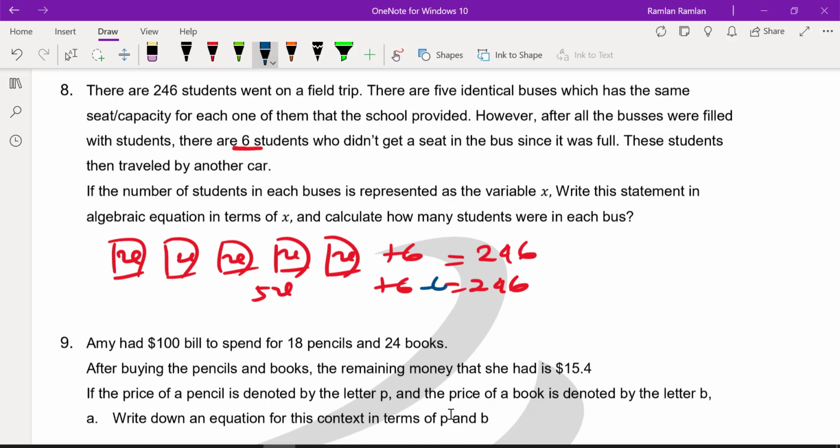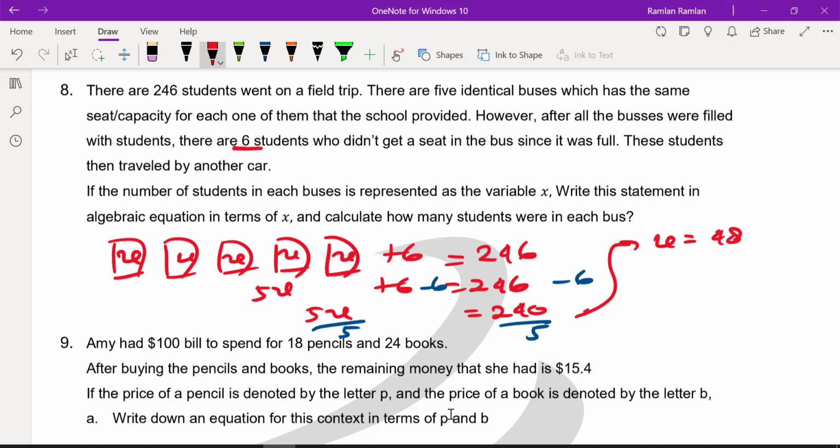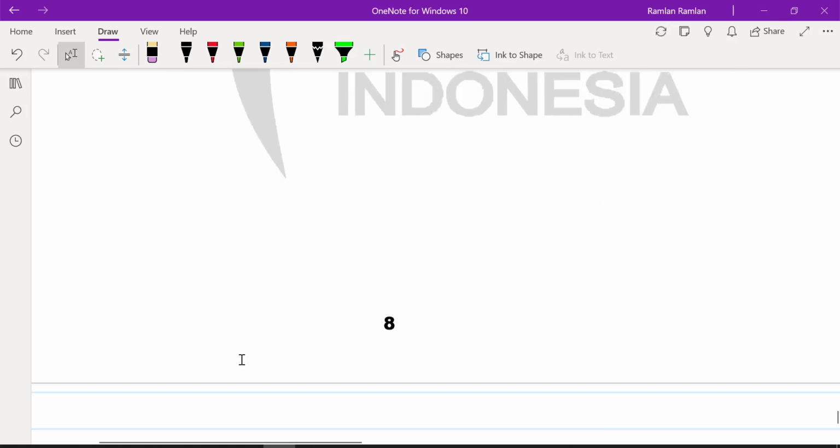So here, you only need to solve this equation. Pretty easy. Minus 6 on both sides, there'll be just 5x on the left side of the equal sign, and there'll be 240. Then divide both sides by 5, and you will get x equals 48. So there are 48 students in each bus. Okay, last one. I think it's the last one.